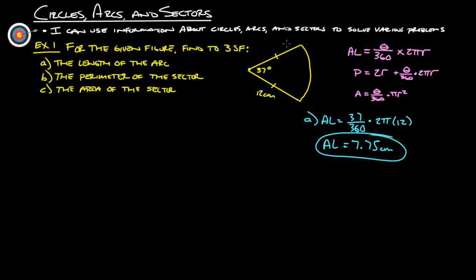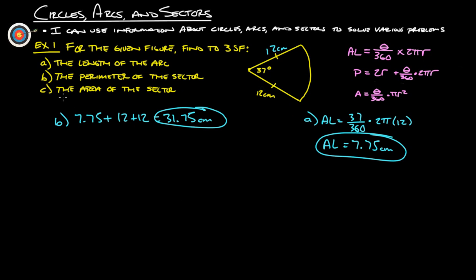Part B, the perimeter of the sector. So that's just going to be the arc length plus these two radii. So let's do part B. We've got the arc length is 7.75 plus that's 12. This is also 12 because these are both radii, the same measure there. So plus 12 is going to equal, so let's see, it's basically 24 plus our 7.75, right? So that's going to be 31.75, and that's going to be centimeters.